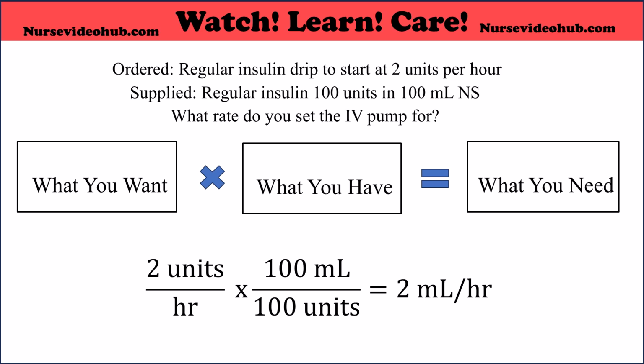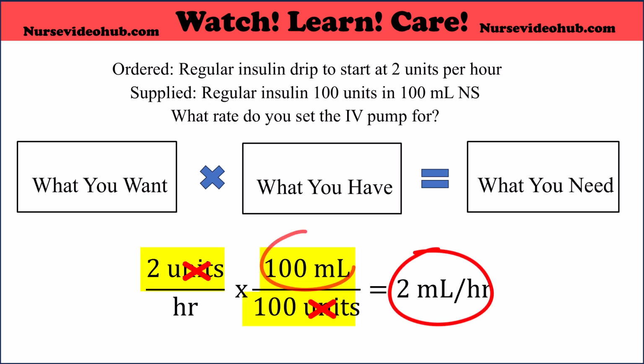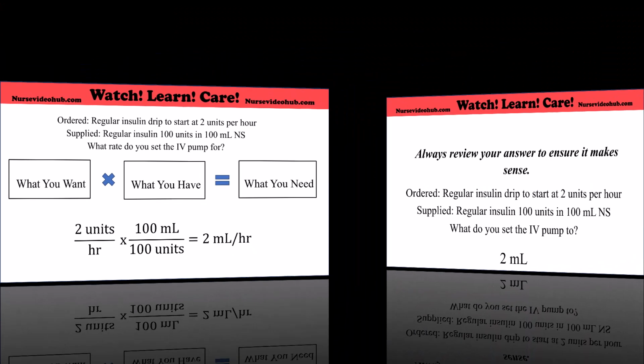Write out the prescribed dose as a fraction, 2 units per hour. Then, write the available medication in a fraction with the units set up so that they cancel out. 100 milliliters over 100 units. You calculate the answer by multiplying across. 2 times 100 divided by 100 equals 2. The units canceled out, leaving you with milliliters per hour. You would set the IV pump for 2 milliliters per hour of insulin.